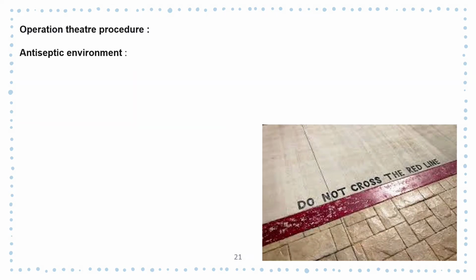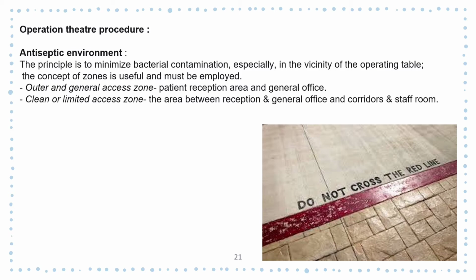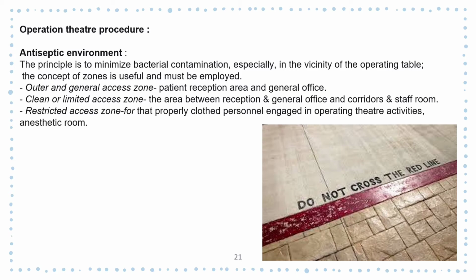The antiseptic environment needs to be protected by zones. For example, the outer and general access zone, where the patient reception area and general office are; the clean or limited access zone, the area between reception, general office and corridors and staff room; the restricted access zone for properly dressed personnel engaged in operation; and the aseptic or operating zone, the operation theatre, or operation table, for example.